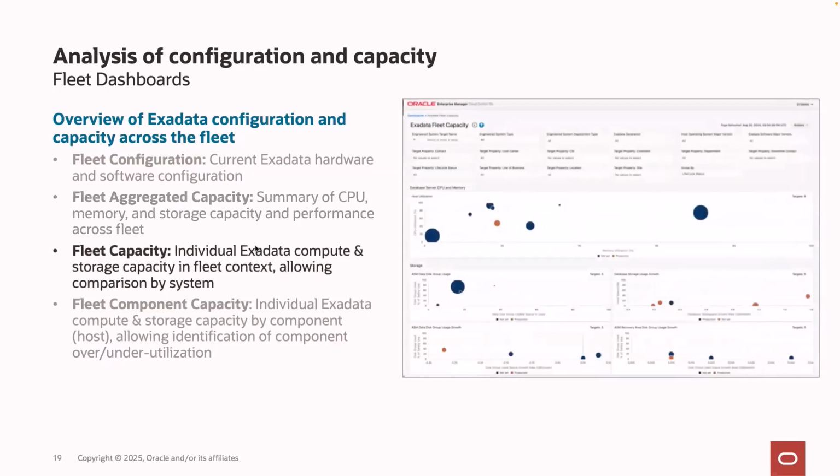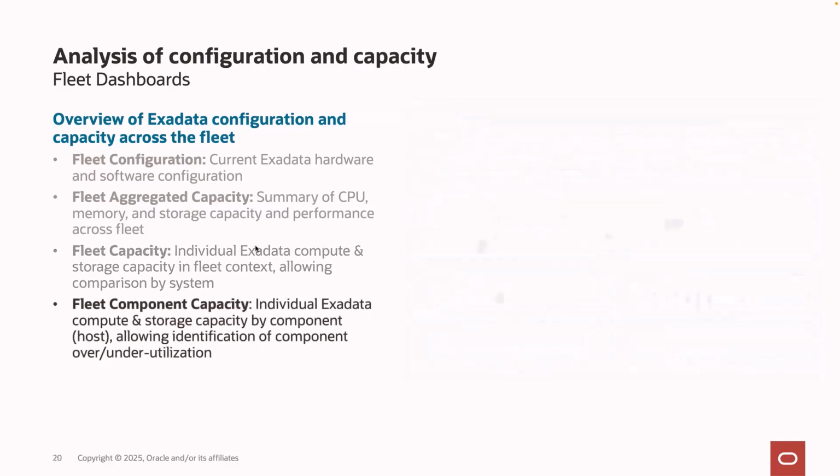Next is the fleet capacity. So here we are actually taking each individual Exadata, and we have information and details about these Exadatas. How much utilization, the size of the bubble also tells us a little about how much capacity we have on each individual. So here we can see that we have one Exadata that's highly utilized, another one that's low utilization, and we have small Exadatas with high utilization, and so on. So all of that is available here.